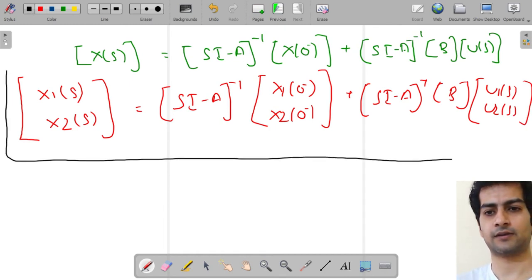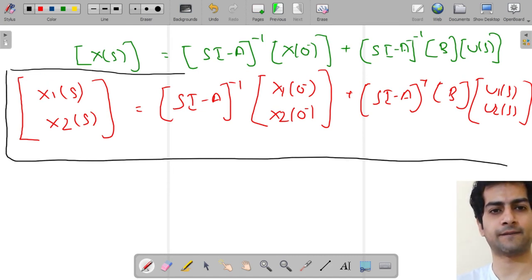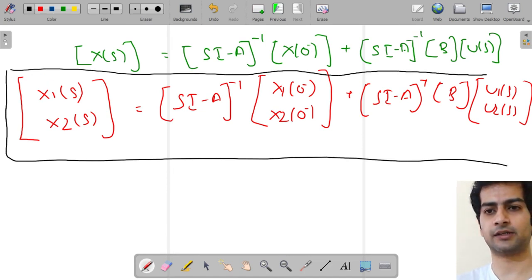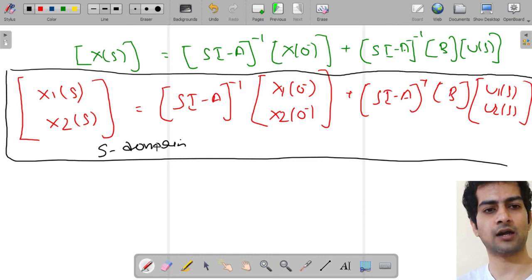So this is what we will get. Now see, yes, these are all in S domain. You will say, sir, how can we find the state variable? Yes, we have found the state variable in S domain, but we want it in time domain also. So I will show you how we will convert it from S domain to time domain.